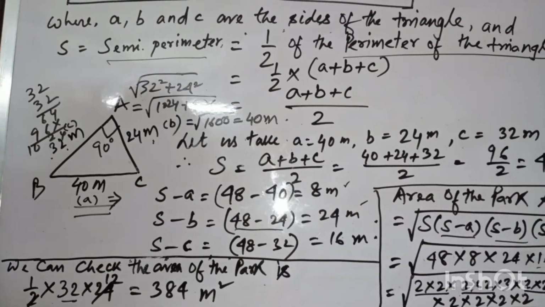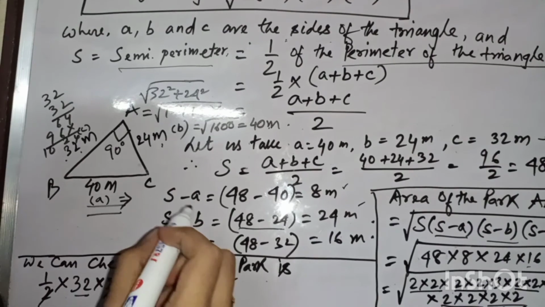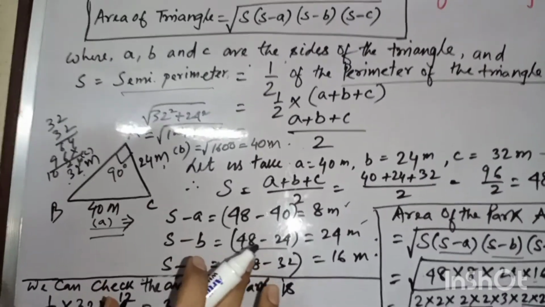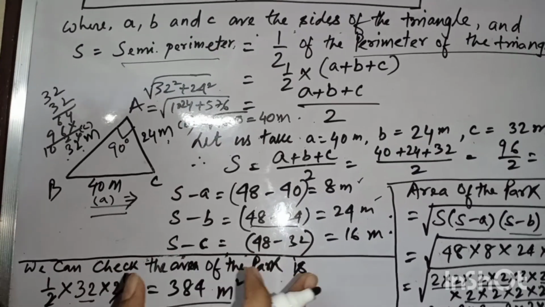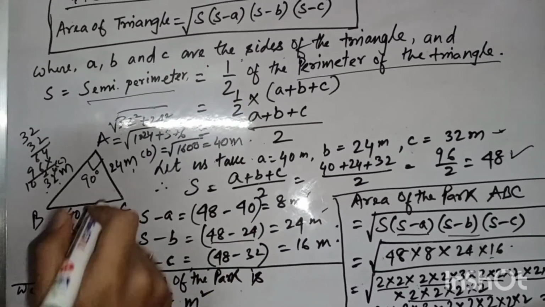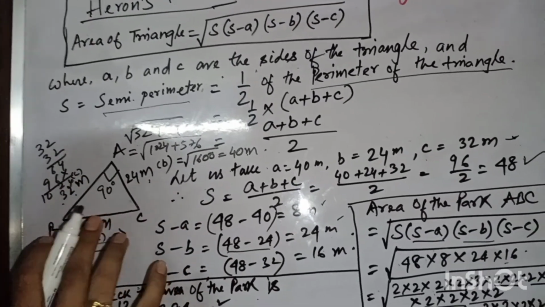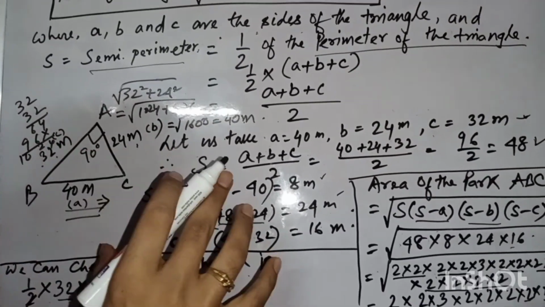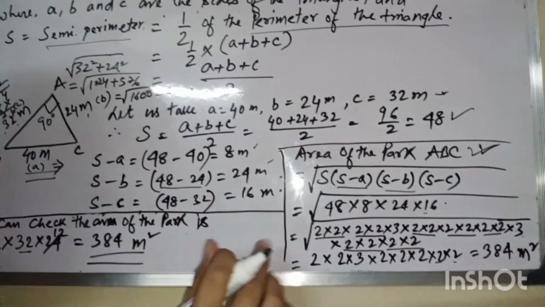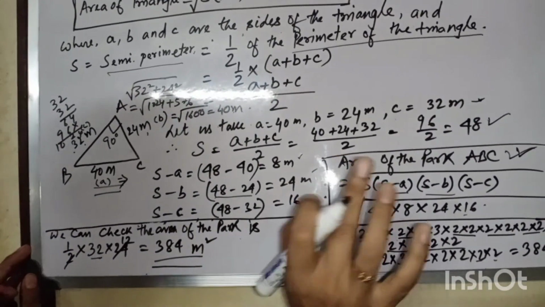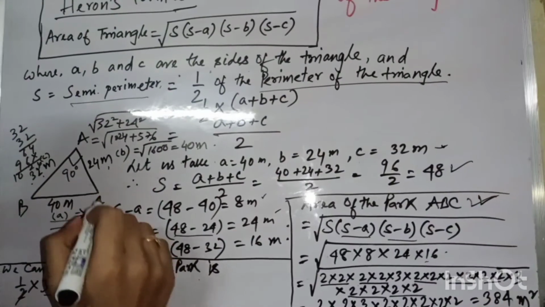That means if we have forgotten the actual formula, or we have no such height, no such right angle triangle, then we can find the area by using Heron's formula. That is the main motto of Heron's formula. That is helpful where it is not possible to find the height of the triangle.